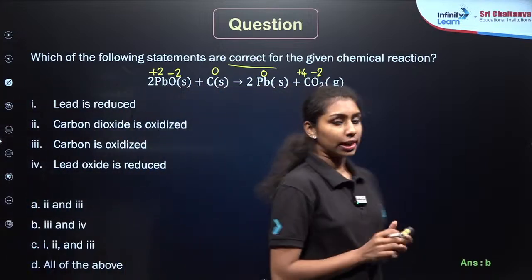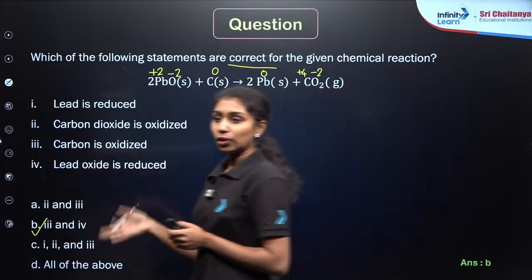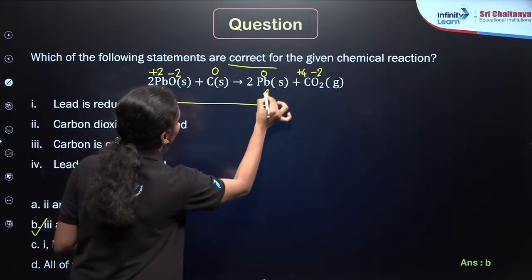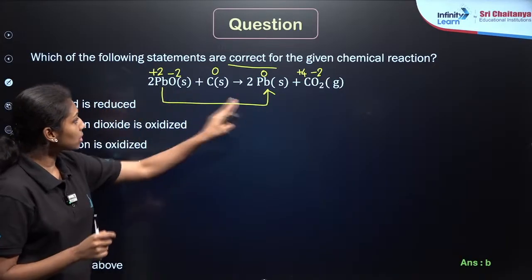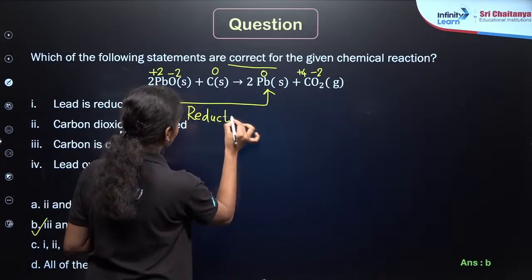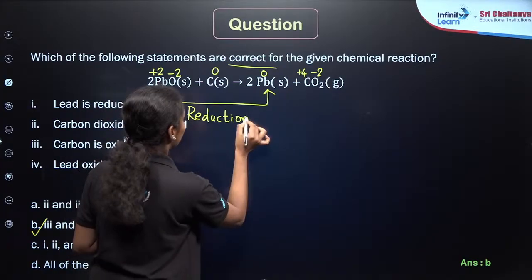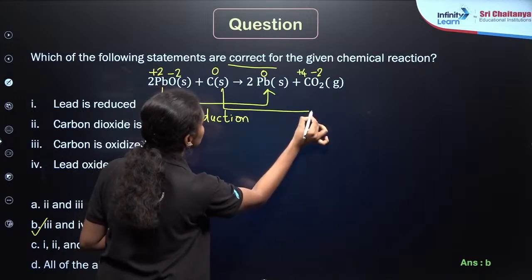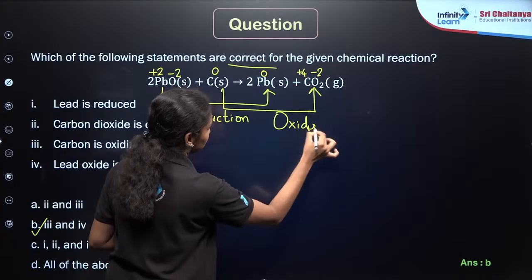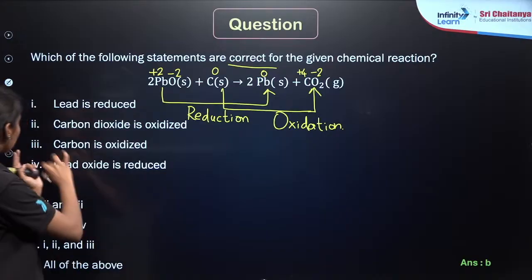So option B will be our correct answer, in which 3 and 4 are the correct answers. Let's check first. What are you observing here in the case of lead? The oxidation number decreases, right? Plus 2 to 0, the oxidation number decreases, which means this is a reduction. Then what about carbon? Carbon increases its oxidation number from 0 to plus 4, so this is oxidation. Clear? So carbon is getting oxidized. So this will be one of the options.